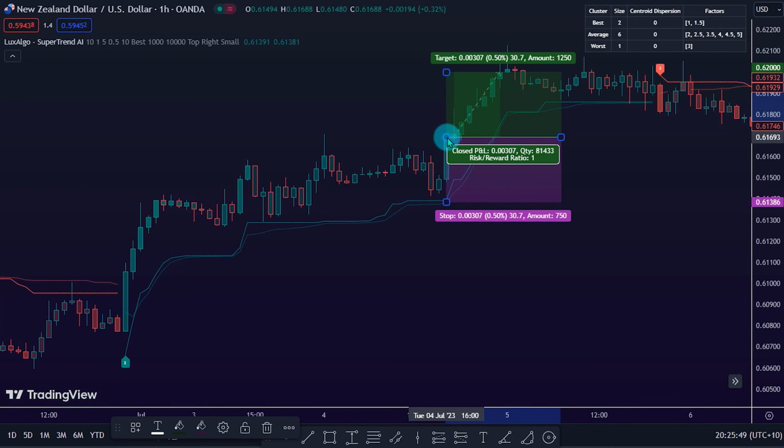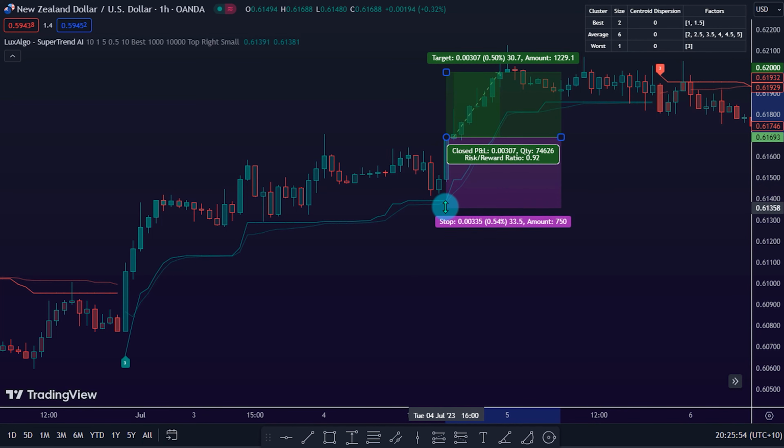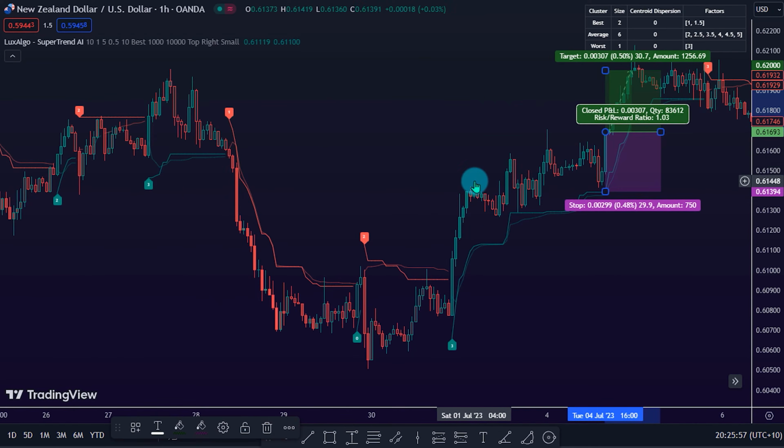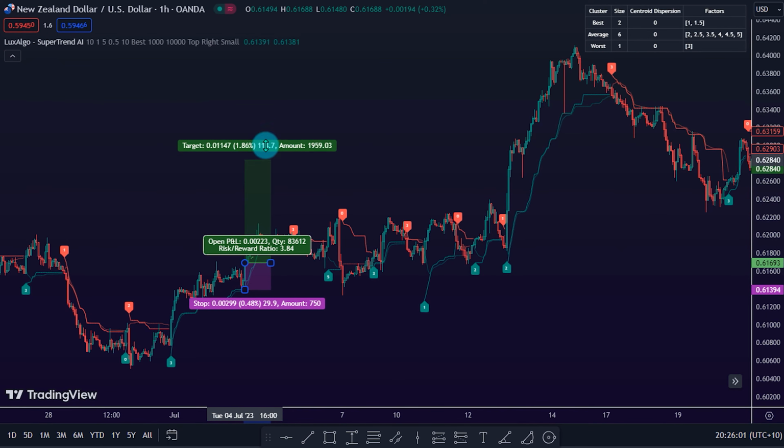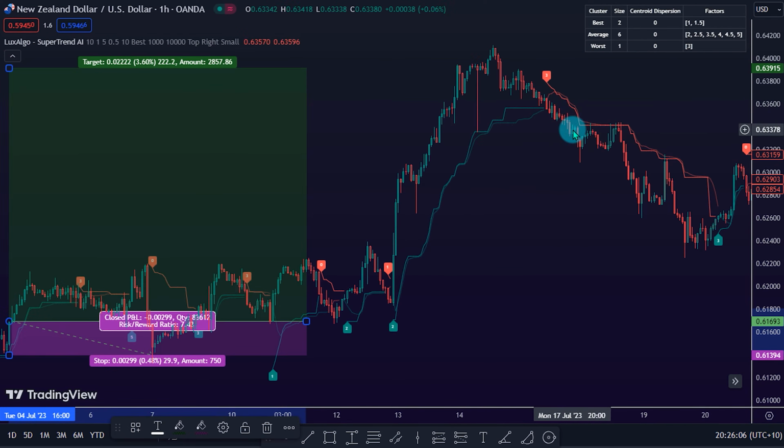Traders can then go long at the close of the strong bullish rejection candlestick and place stop loss below the green trailing stop. Traders should exit the buy position whenever the price closed below the green trailing stop in the newly formed uptrend.